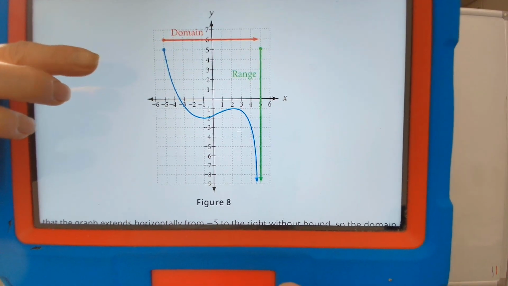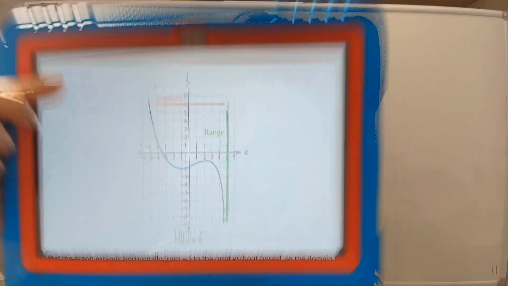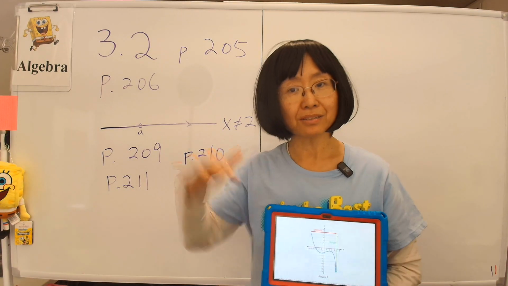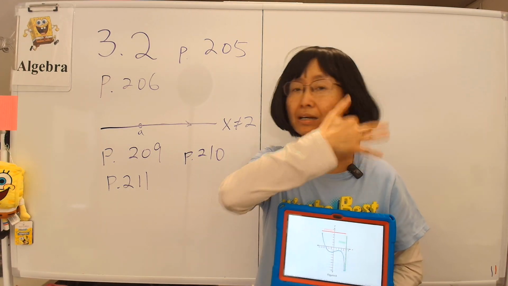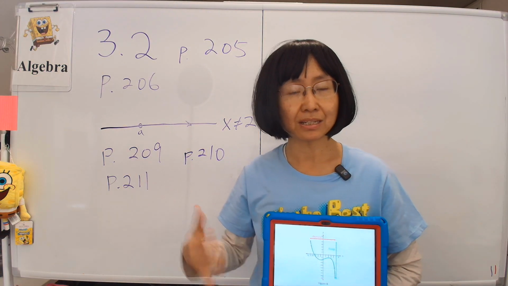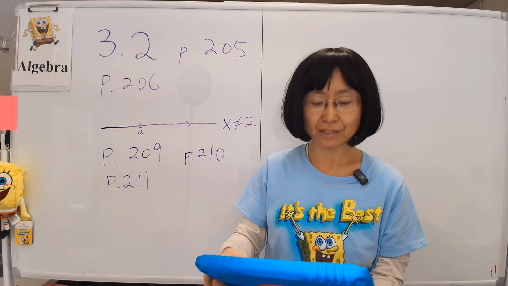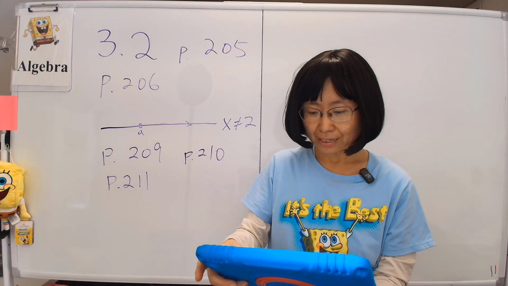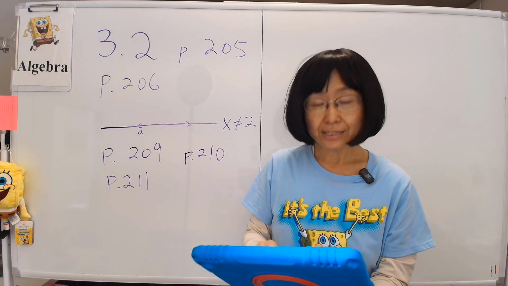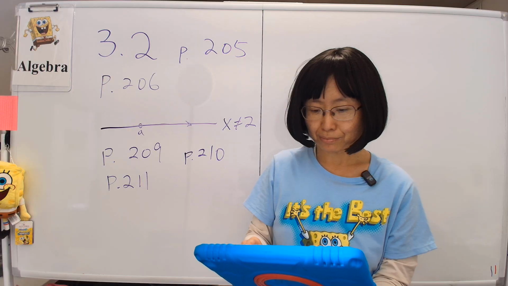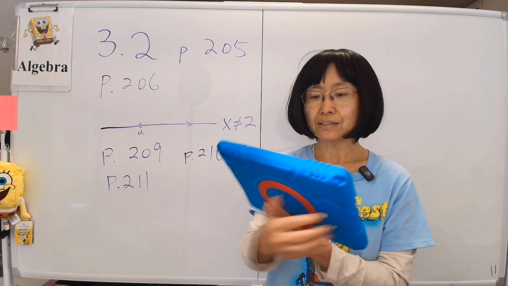Similarly, the range starts here, but it goes down. There's an arrow, which means it's not going to stop. So it goes down to infinity, in this case negative infinity in the y value. So that is how you read a graph in terms of looking for domain and range. So let's look at example 6 on the same page. We're supposed to find the domain and range of this graph.